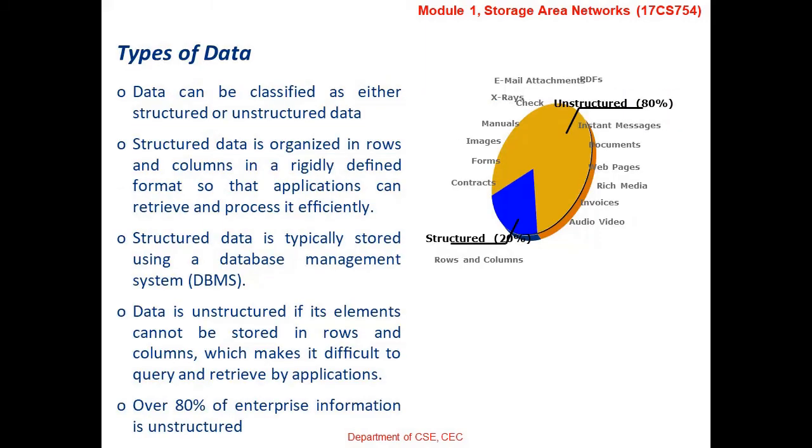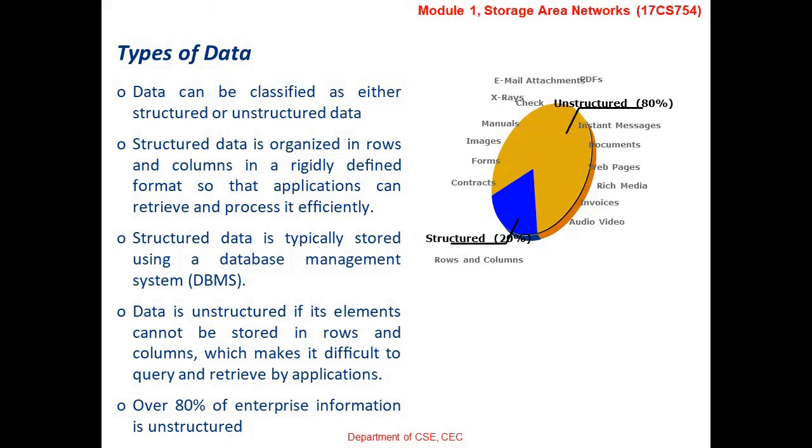Now that we have defined the data, let us try to understand how the data is classified. Data is classified as either structured or unstructured data. Structured data is organized in rows and columns in a rigidly defined format so that the applications can retrieve and process it efficiently. Any data that can be organized in rows and columns, we call it structured data. Structured data is typically stored using a DBMS. So any data that can be organized in rows and columns in a rigidly defined format, we classify as structured data.